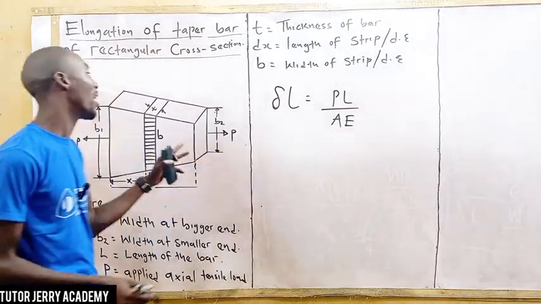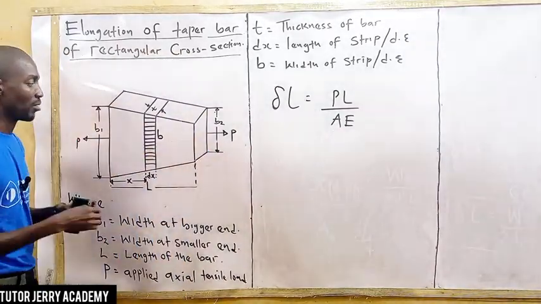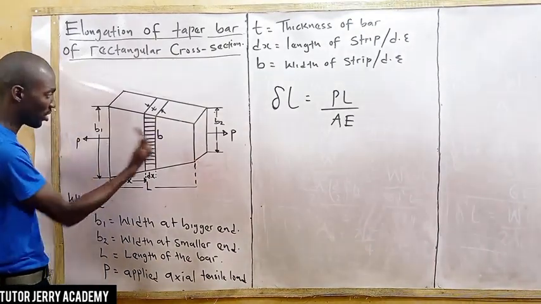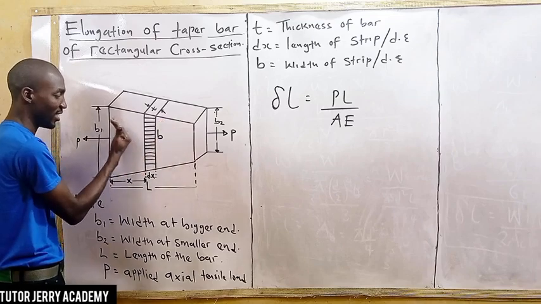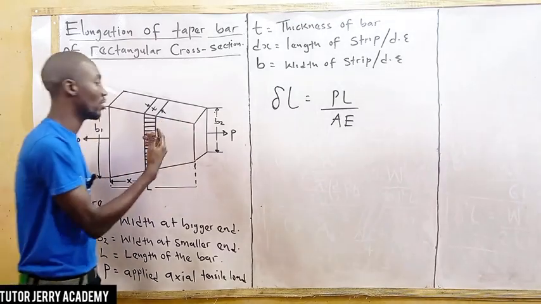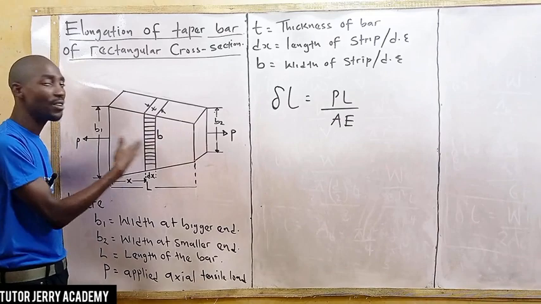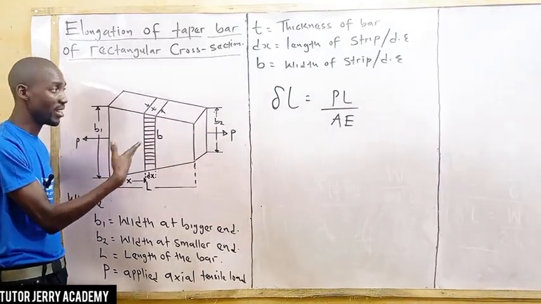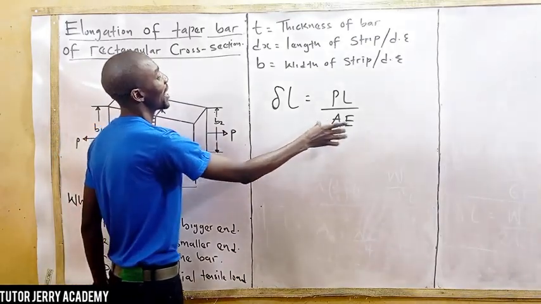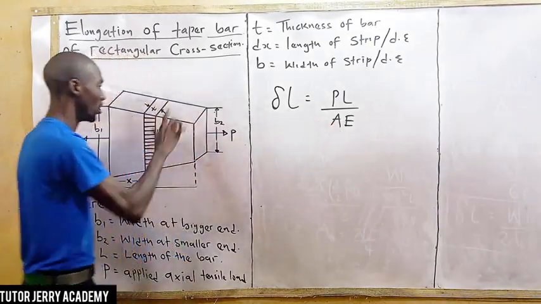our area because we don't have a uniform area. As we move from this point to this point, you see the area keeps increasing. So that is why you notice we don't have a uniform area. The area varies. So that is why we cannot directly apply this formula to solve this.